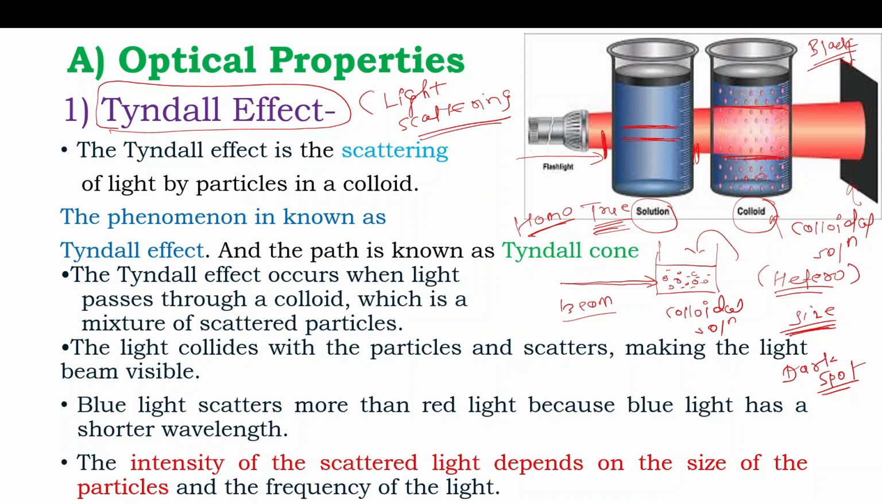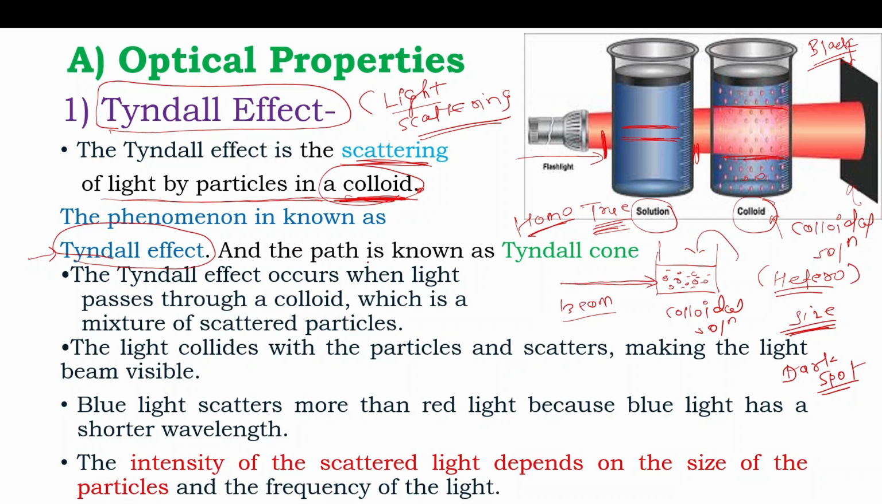Simply आपको इसमें क्या याद रखना है? When we pass the intense beam of light through the colloidal solution, it scatters the light. It is known as Tyndall effect. So इसे हम light scattering भी कह सकते हैं. The Tyndall effect is the scattering of light by the particles in a colloid, and the phenomenon is known as Tyndall effect.